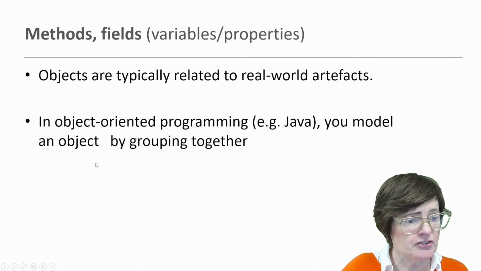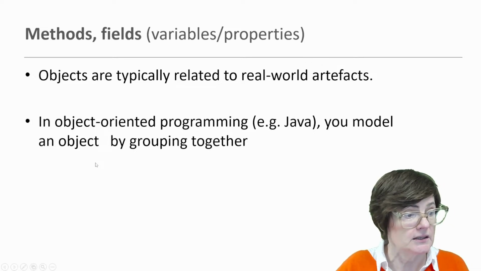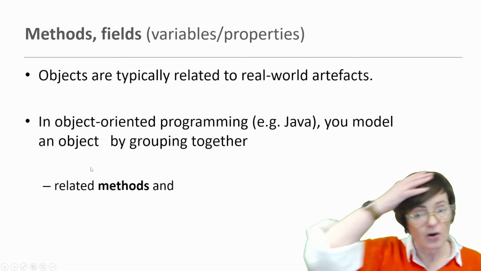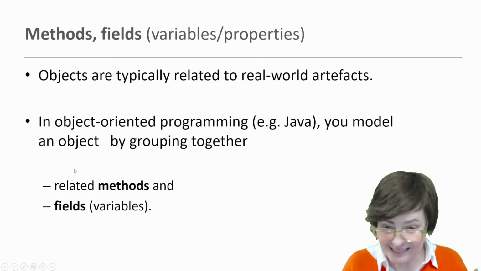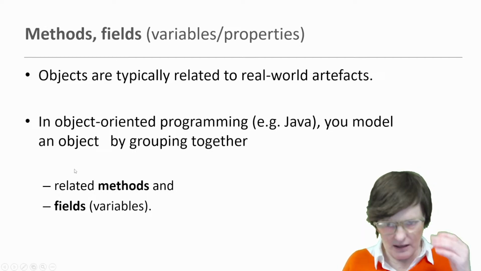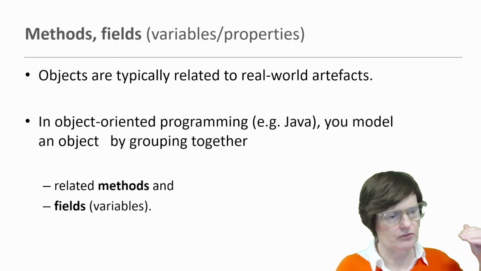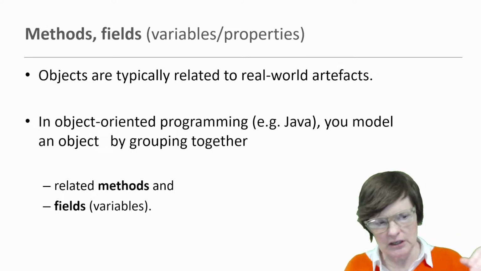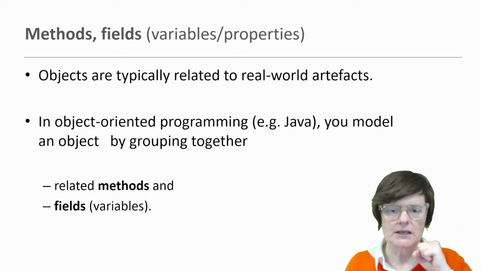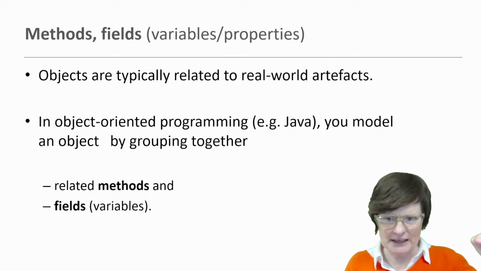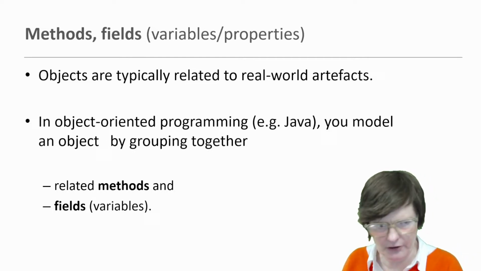So in object-oriented programming, you model an object by grouping together related methods and fields. So basically, you want to be able to do things like see what the chassis number is. You want to be able to change the steering wheel type, for instance. If you need to change those values, you need to have the values there. And we call these fields or the variables.